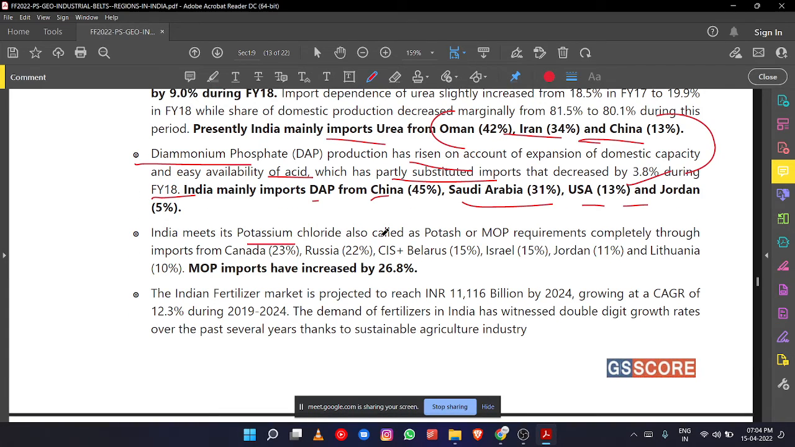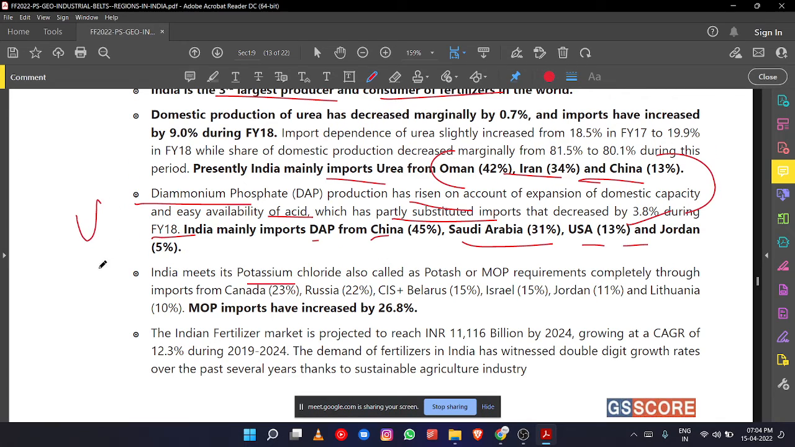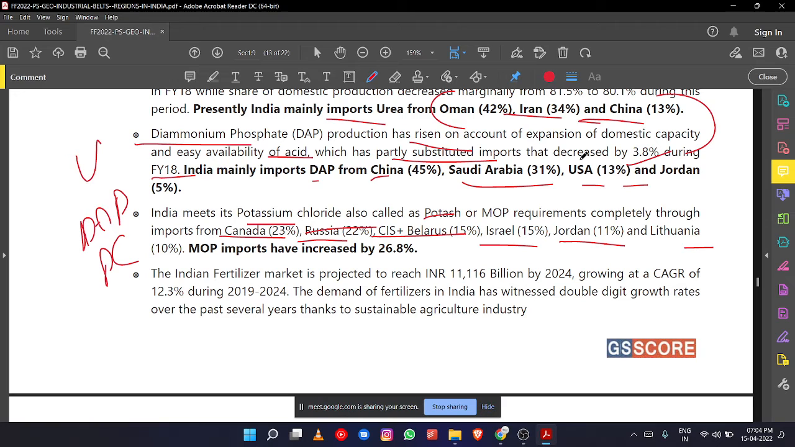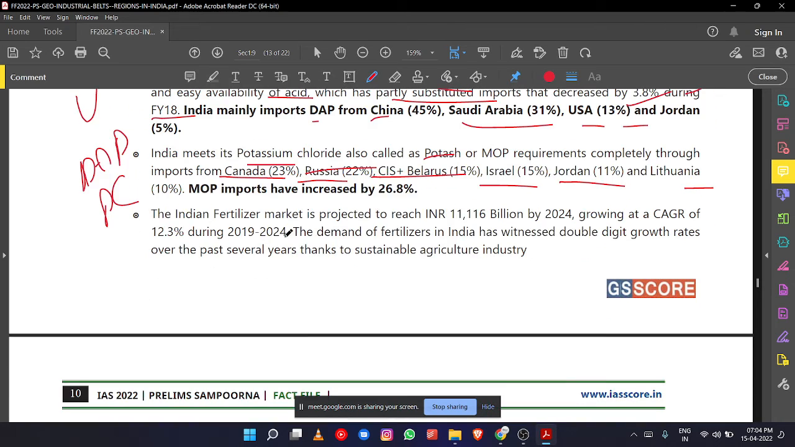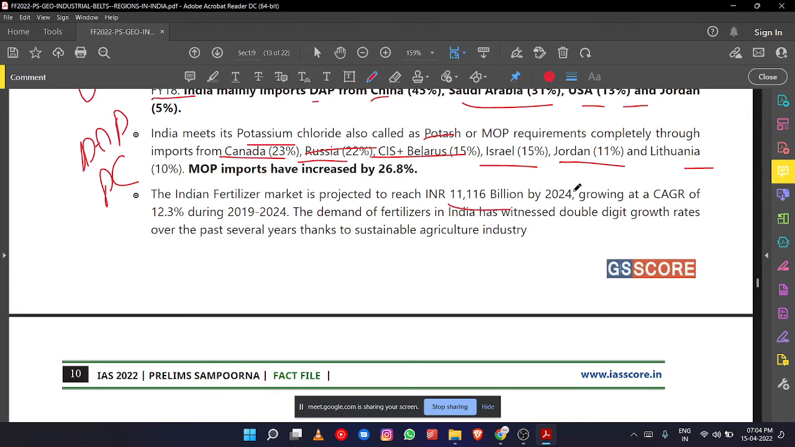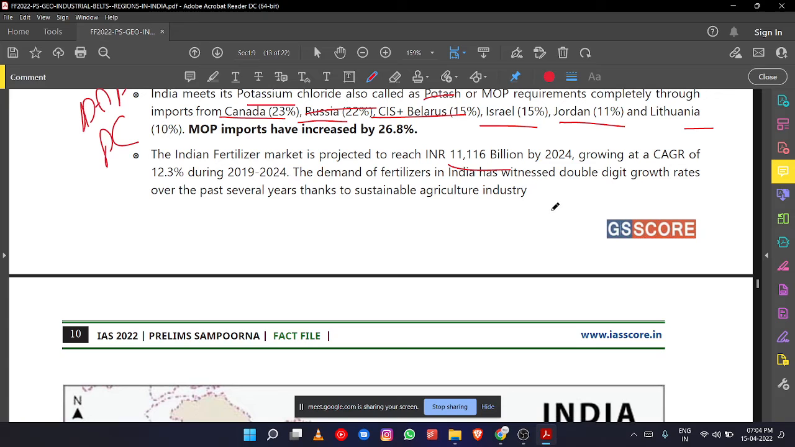Okay, first you have to see in the fertilizers: urea, diammonium phosphate, potassium chloride. Potassium chloride is also called potash. Okay, it is imported from Canada, Russia, Belarus, Israel, Jordan, Lithuania. So most of the imports have been increasing. So a 26% increase is there. Indian fertilizer market is projected to reach 11,116 billion by 2024. So it is going to be a $10 billion plus industry.